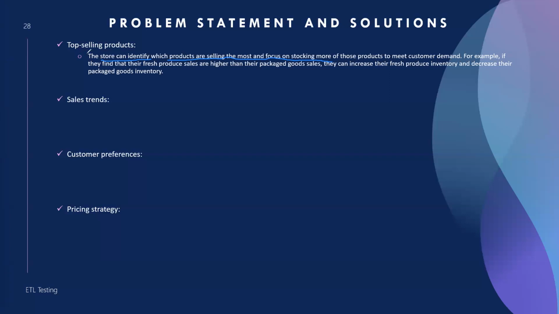So when I say top selling product, it means the store owner wants to identify which products are most in demand, so that he can stock those products to meet customer demands. For example, if they find fresh product sales are higher than their packaged goods sales, they will increase the fresh product inventory. That's how things work, right? So these kinds of questions can be answered with the data model.